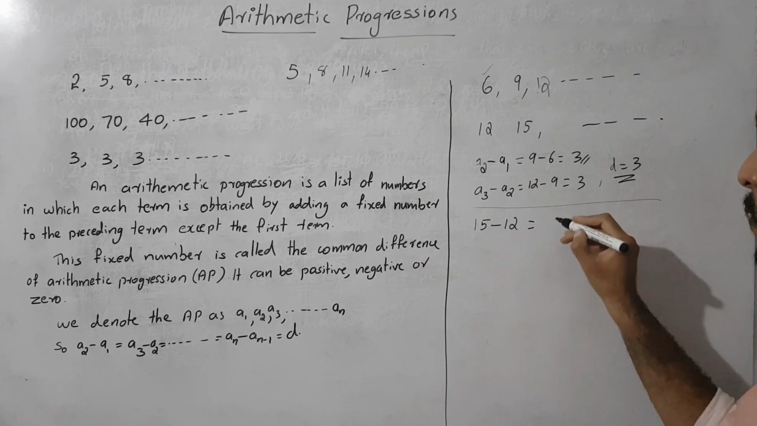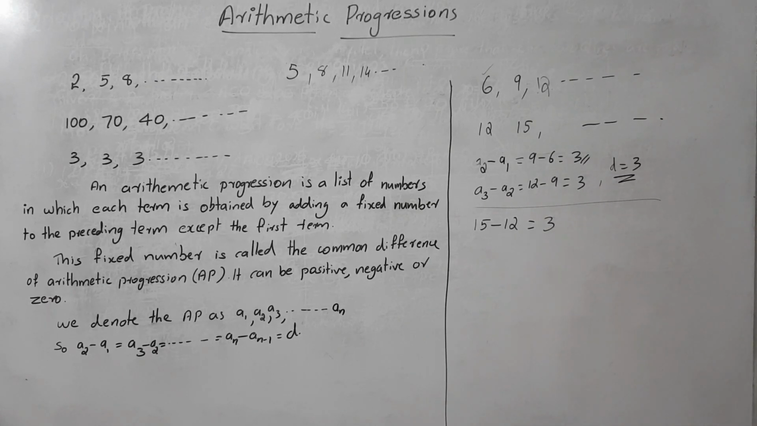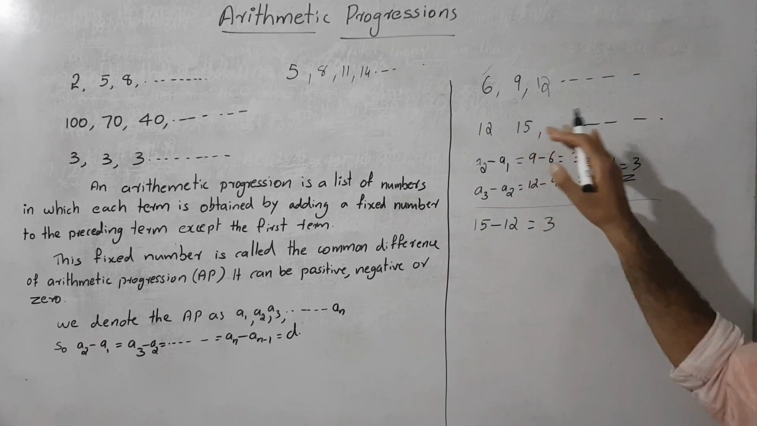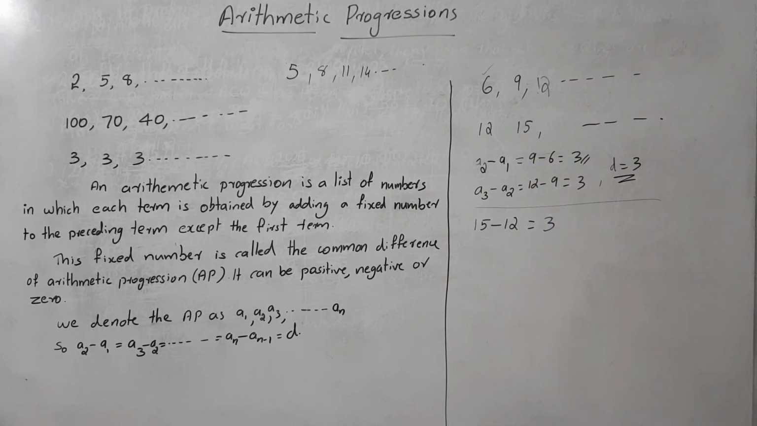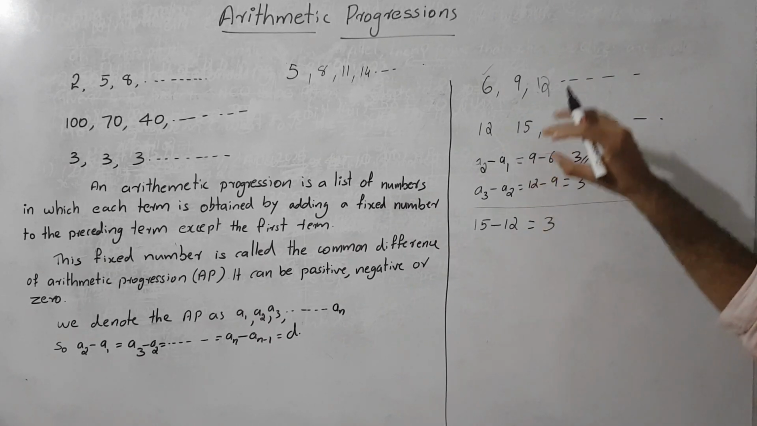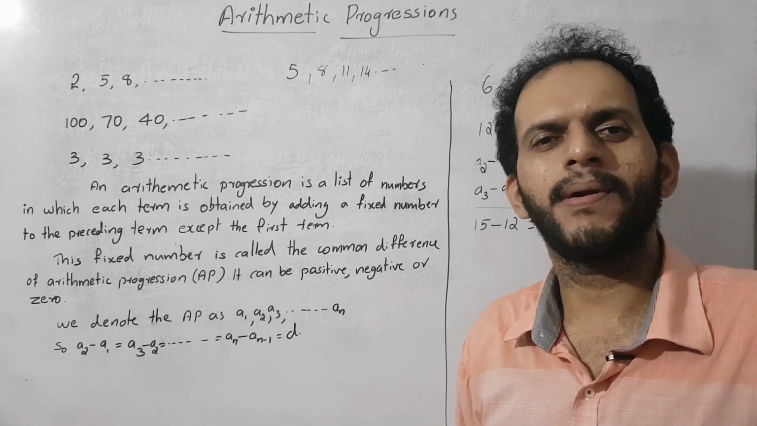15 minus 12 is equal to 3. Correct. But on the basis of 15 minus 12 we can't say this is an arithmetic sequence, because we find only one difference here. We do not have the third term. It is not possible to say whether it has a common difference or not.